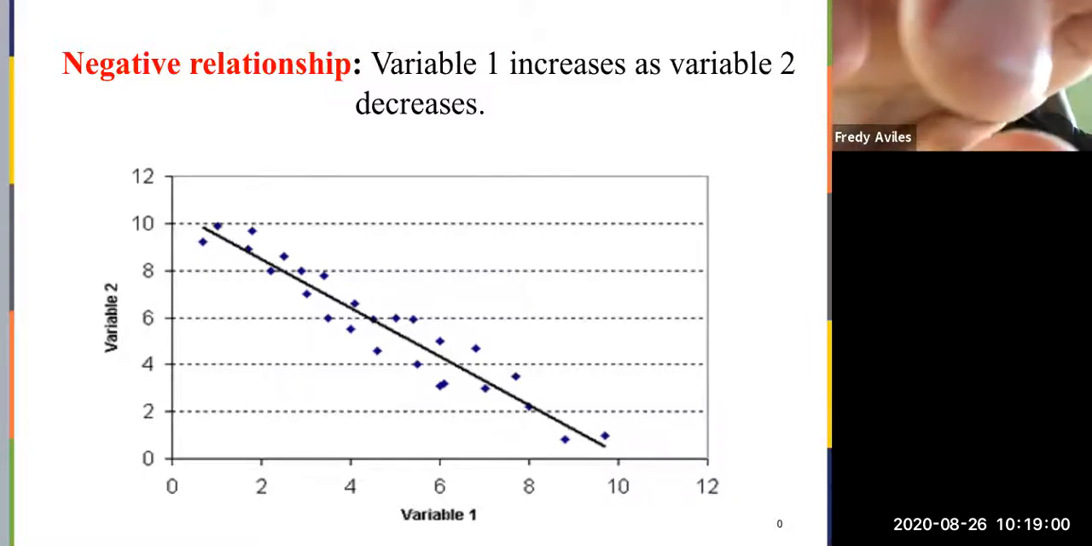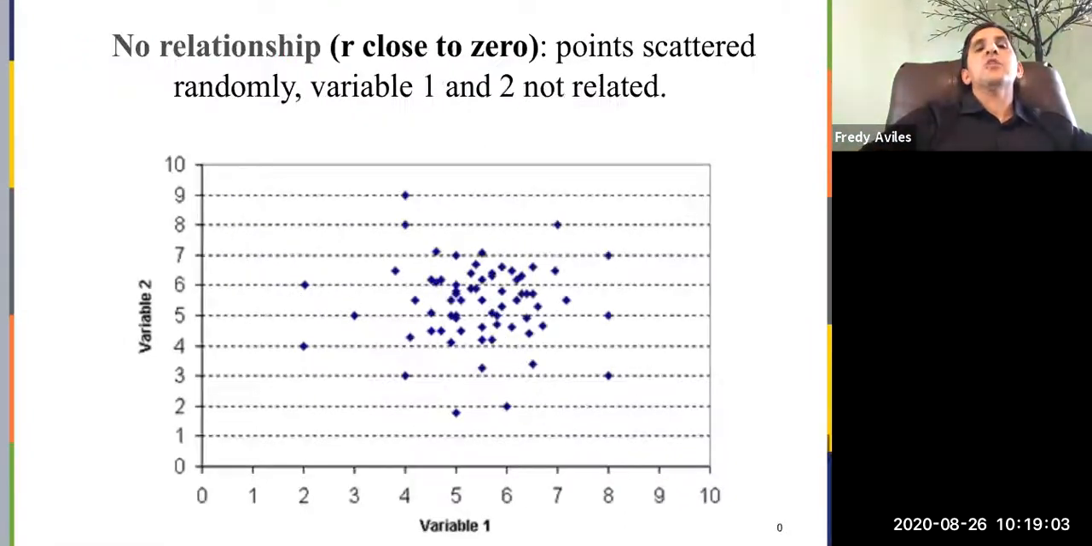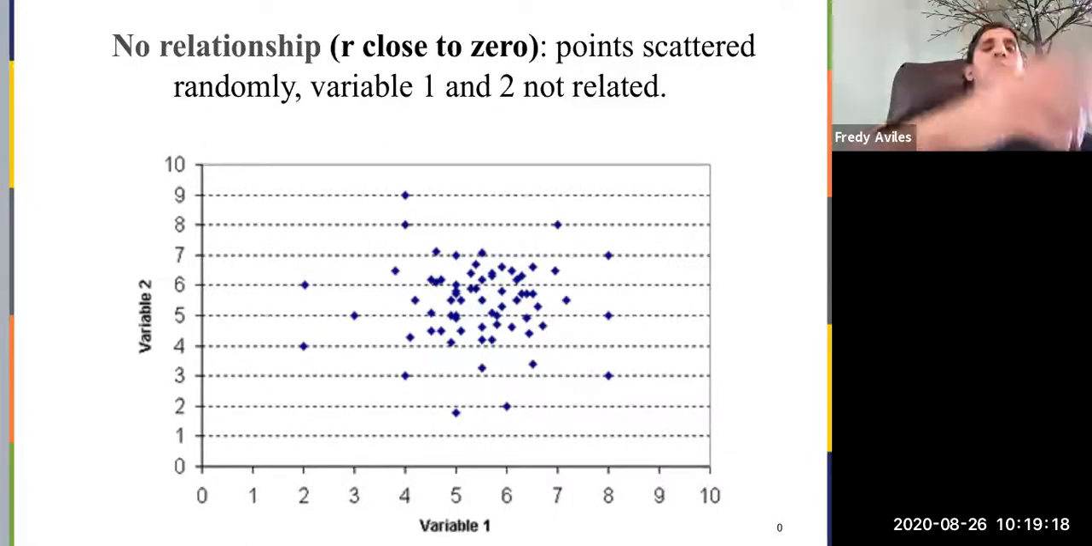Now, when there's no relationship, when r is close to 0, when you plot the points, they'll look something like this. When variable 1 and variable 2 are not related, that means the correlation is close to 0. You plot the points, and it looks something like this. The points are scattered all over the place.